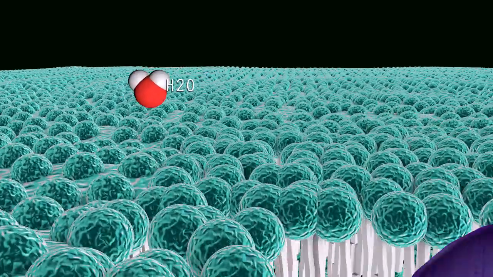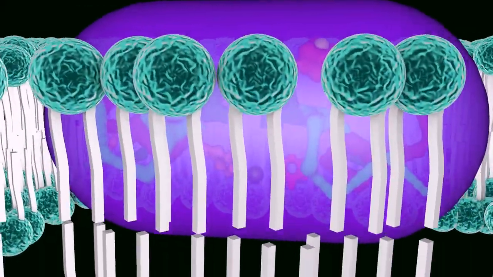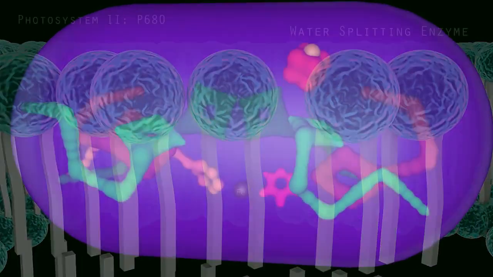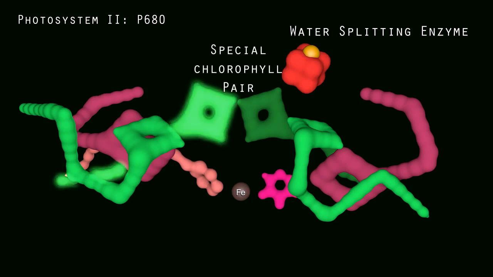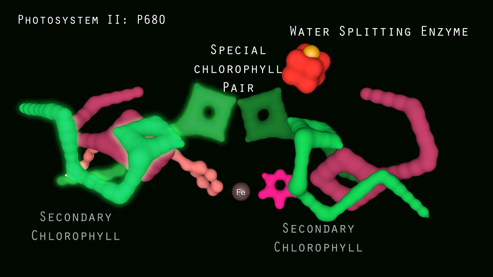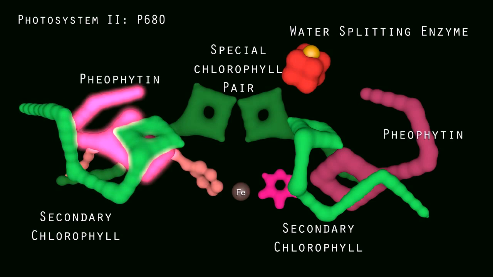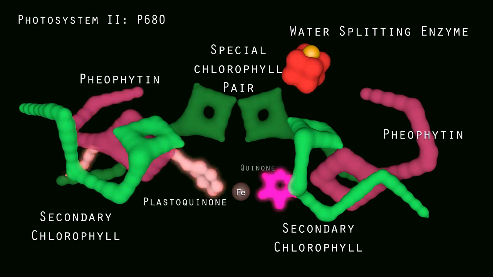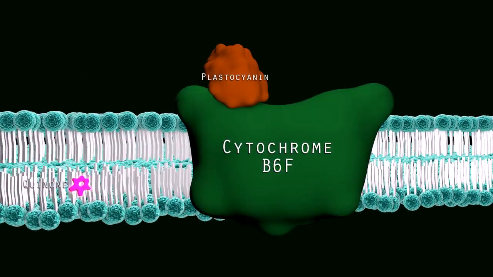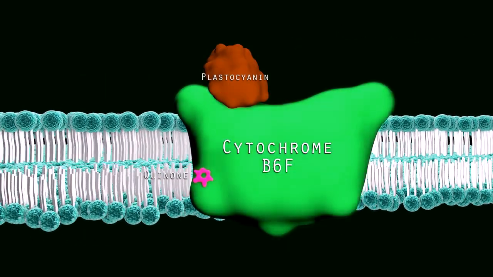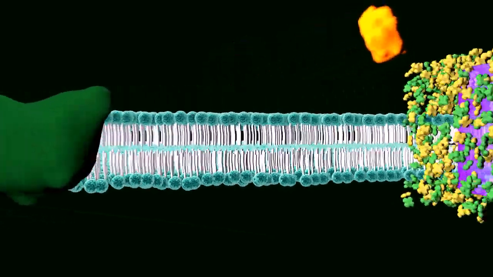The thylakoid membrane contains two types of photosystems acting cooperatively. A water-splitting enzyme first converts water into oxygen, replacing electrons lost by photosystem 2. Upon activation, a special pair of chlorophyll in the P680 reaction center releases an electron that moves quickly away through a series of electron acceptors to reduce a quinone. This quinone dissociates from photosystem 2, diffuses into the membrane, and transfers its electron to cytochrome B6F in plastocyanin, which takes the electron to photosystem 1.